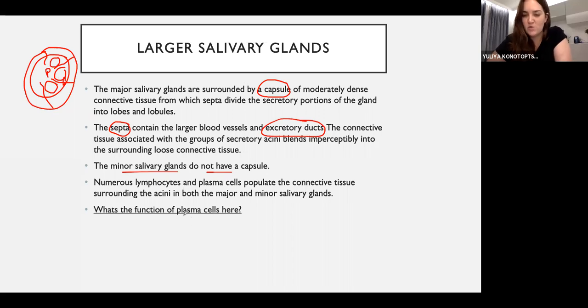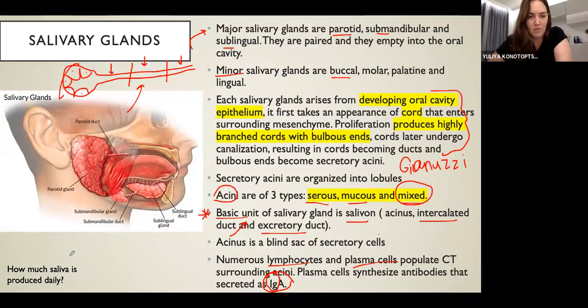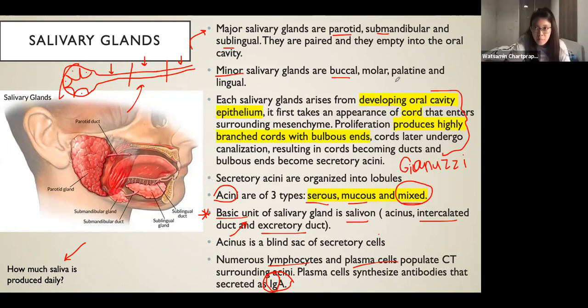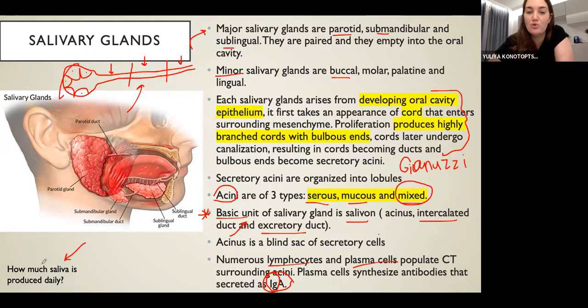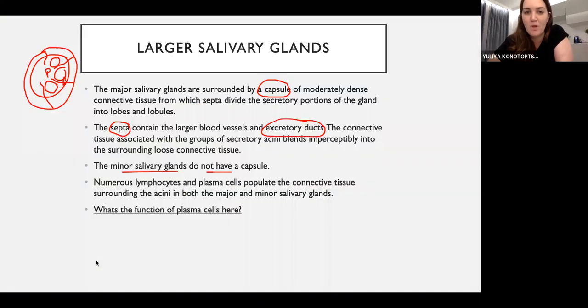The function of the plasma cells, we have also talked about it. I forgot to tell you this. How much saliva is produced daily? 1.2 liters. This is the normal amount of saliva that you should be making, about 1.2 liters a day. Can you repeat it, please? Yes, 1.2 liters of saliva is made daily. That's how much you should be making. Okay, so on the previous slide.